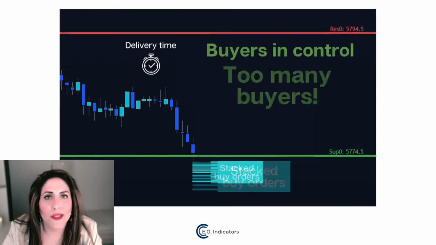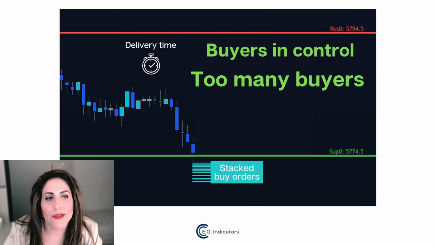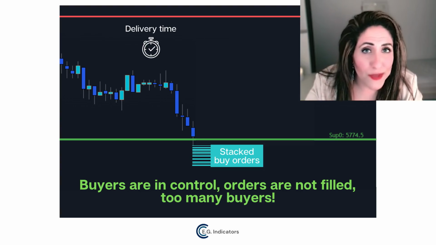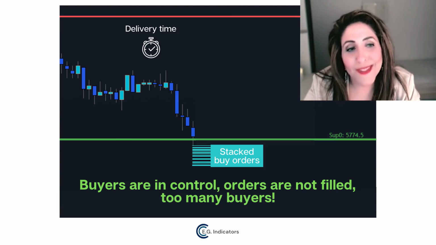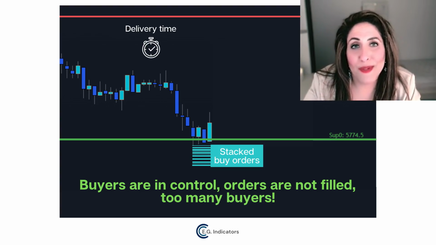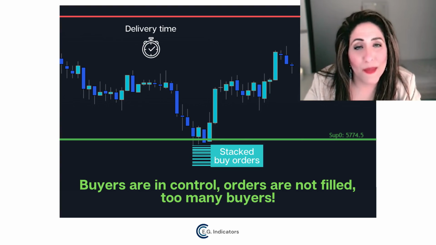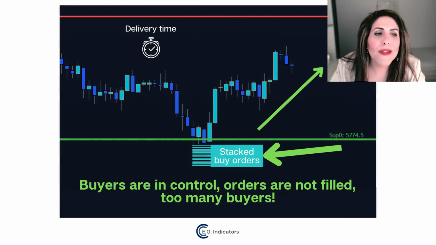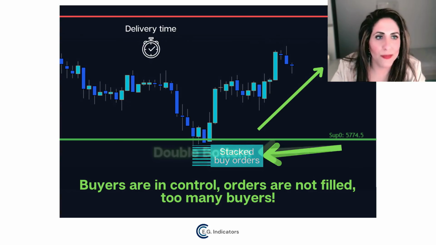Remember, buyers are in control, too many buyers. Buy orders cannot get filled. These are all equivalent. Then what happens? The market reverses. Too many buy orders, too many buyers, the market goes to the upside. So again, you can think of it like these orders prevent the market from going to the downside.